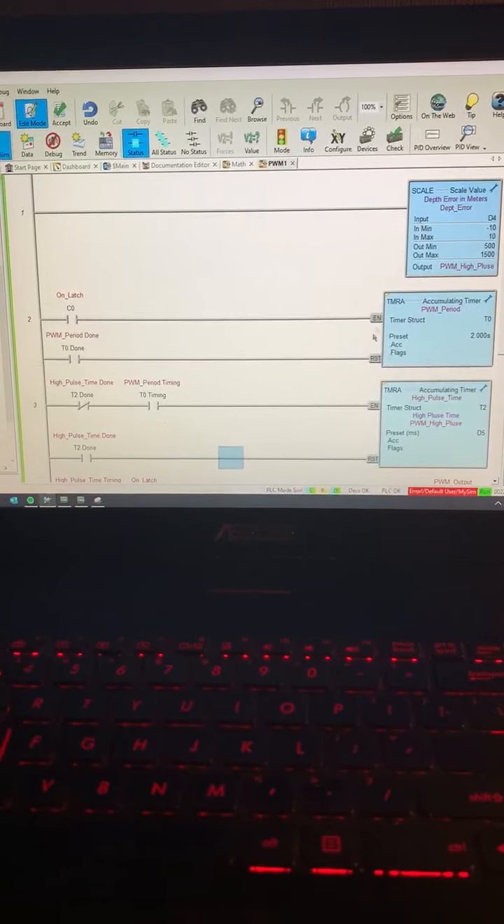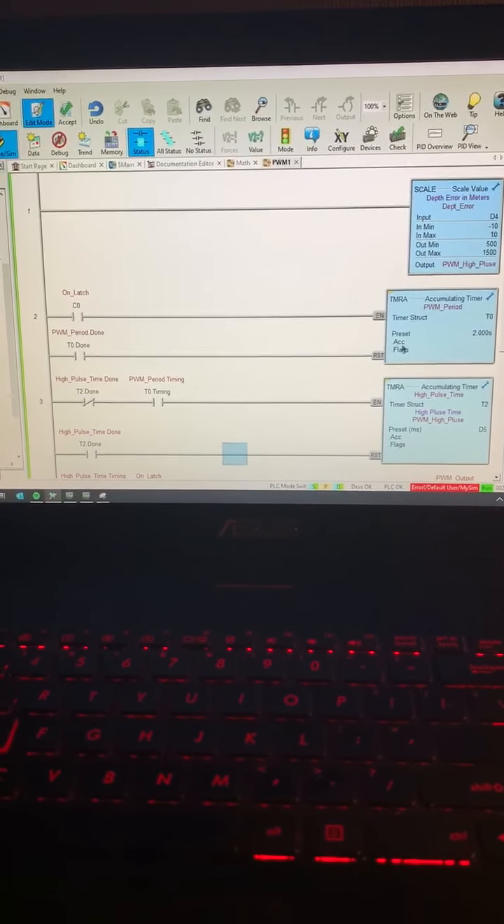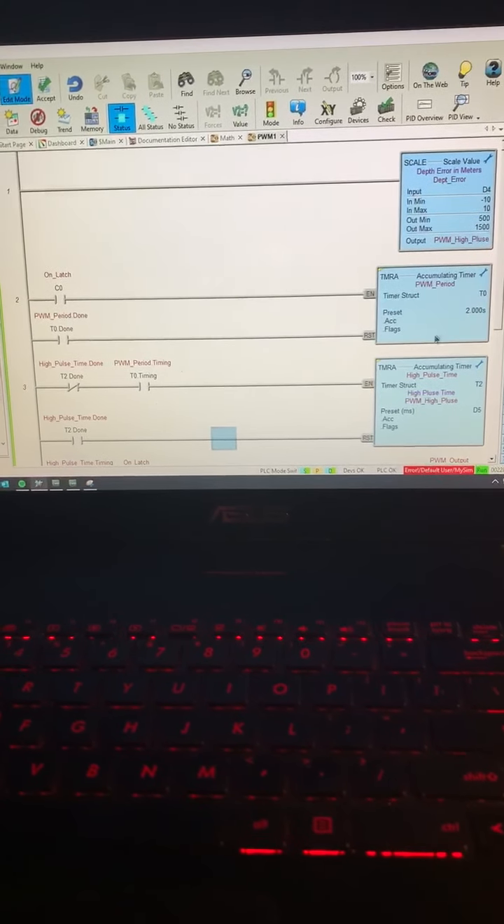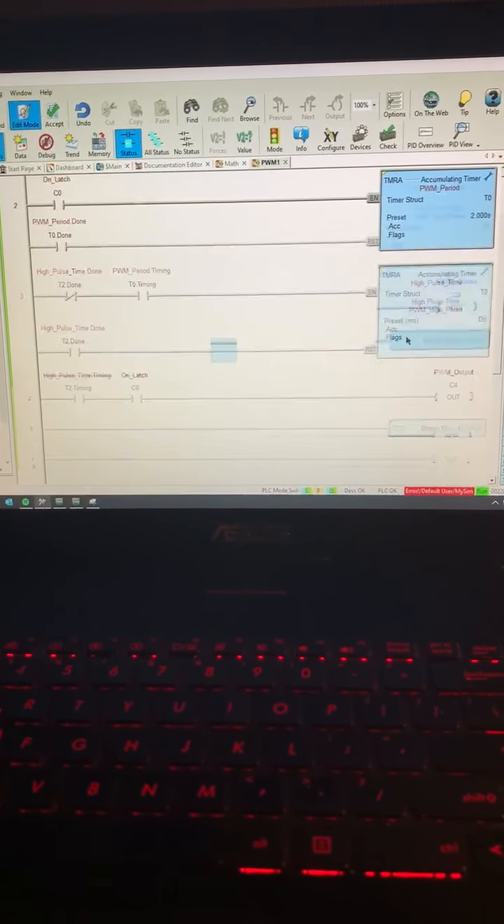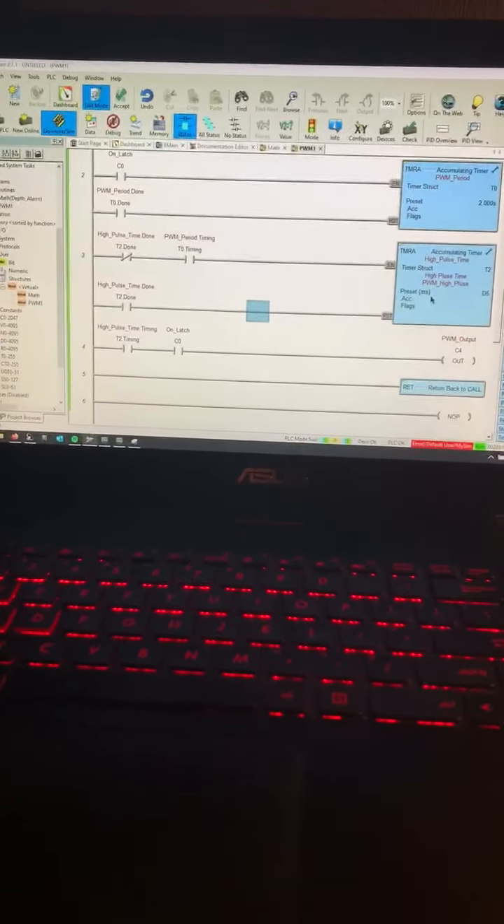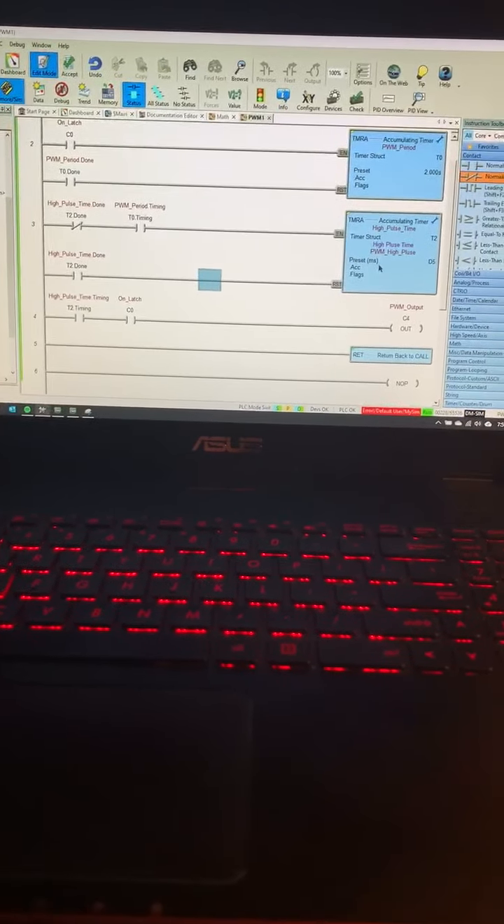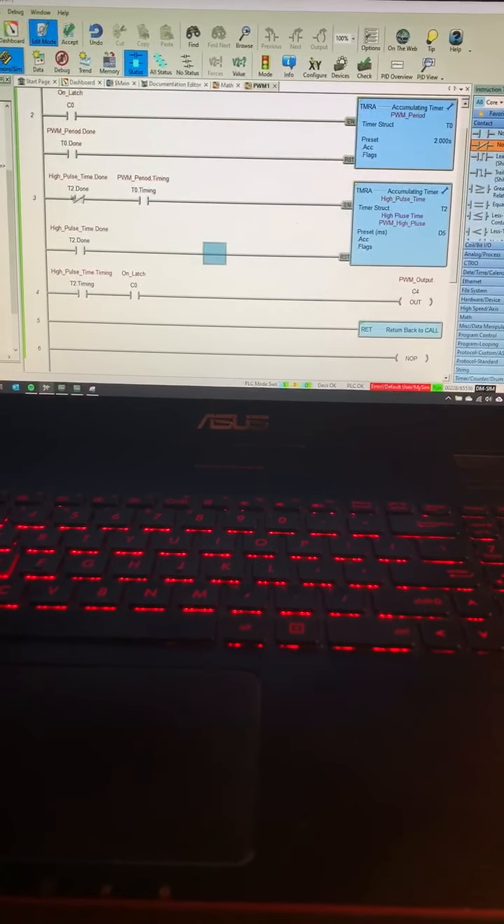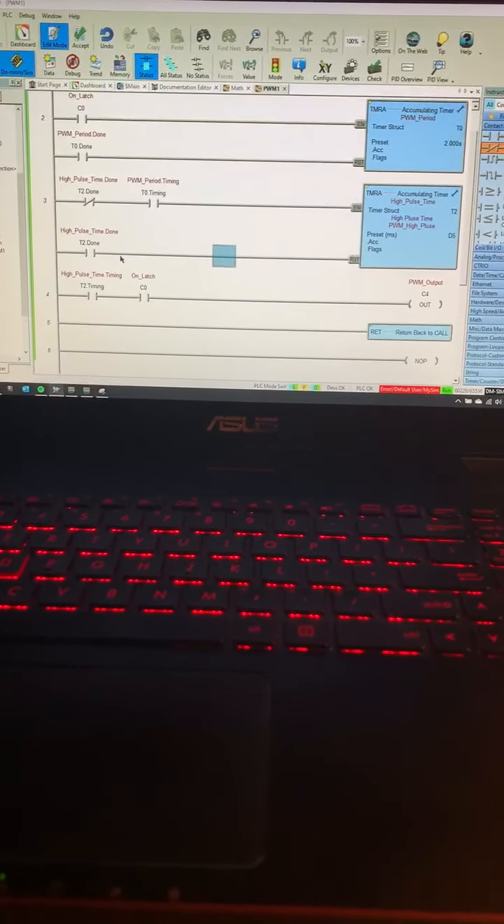And this timer here is our period, pulse width period. So it times for 2 seconds and then resets. This here was originally supposed to be a time off timer, and for some reason it won't let you use that in a subroutine. So I was trying to do it with this accumulating timer and having problems with this, which we'll see in a second.